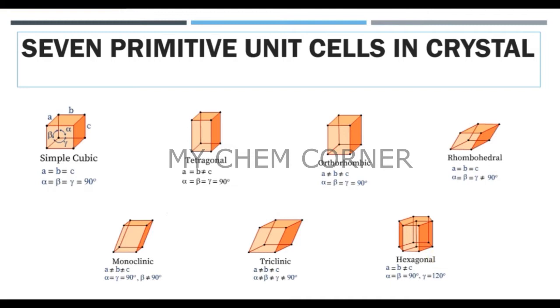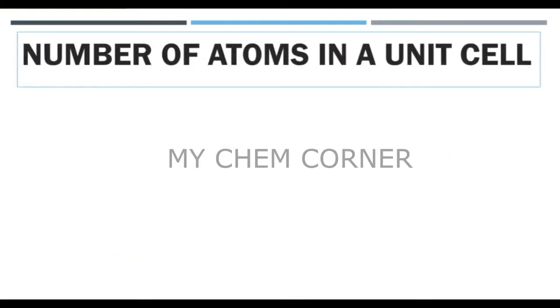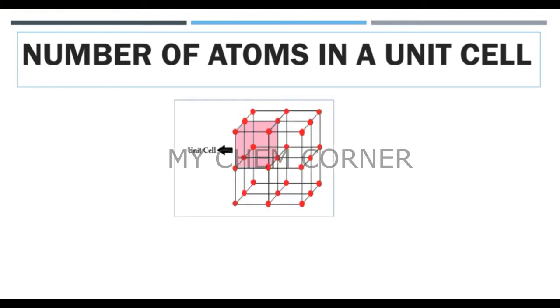Now the next one is, we're going to find out that when you take a particular unit cell, how many atoms actually belong to that unit cell. So before that, I will just show you a particular crystal in which I'm going to talk about what you mean by this number of atoms in a unit cell. So here I've got one cube which is going on repeating to form an entire crystal.